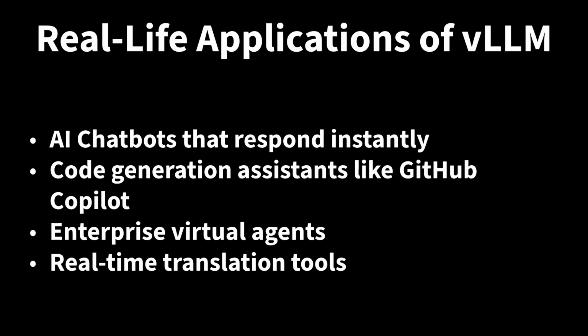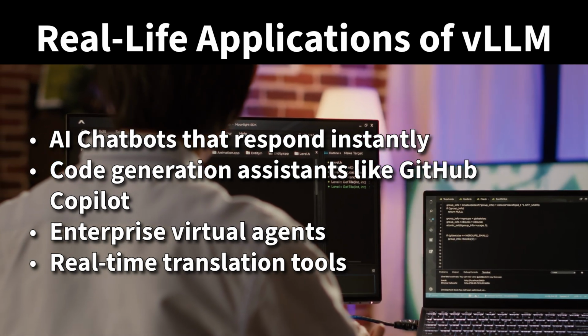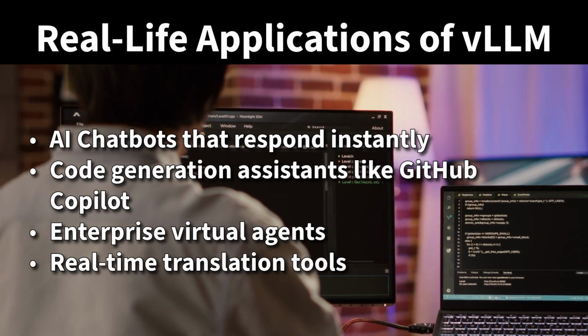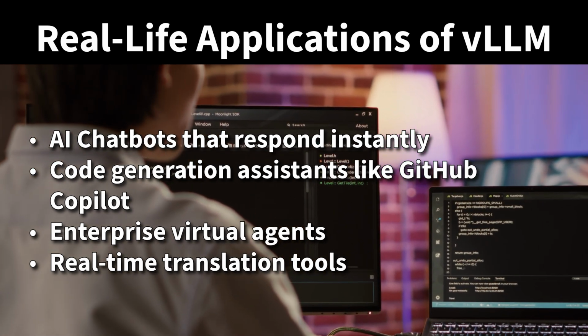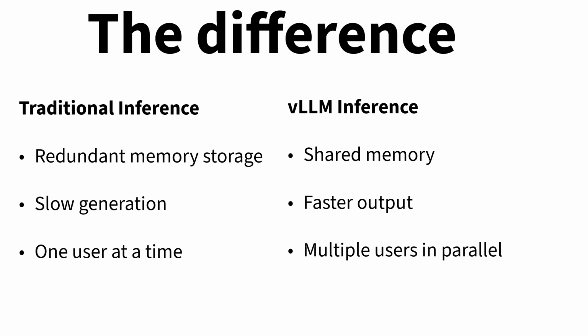In reality, where can you see vLLM in action? AI chatbots that respond immediately, code generation assistants like GitHub Copilot, enterprise virtual agents, real time translation tools. Any service that uses LLMs and needs fast, scalable inference can benefit from vLLM. Let's visualize the difference. In traditional inference: redundant memory storage, slow generation, one user at a time. In vLLM inference: shared memory, faster output, multiple users in parallel. Think of it like moving from dial-up internet to 5G.